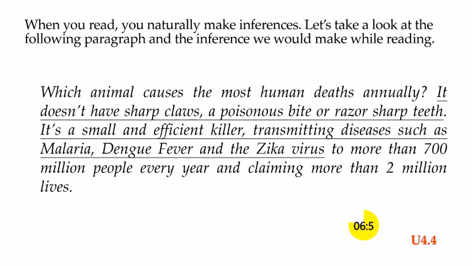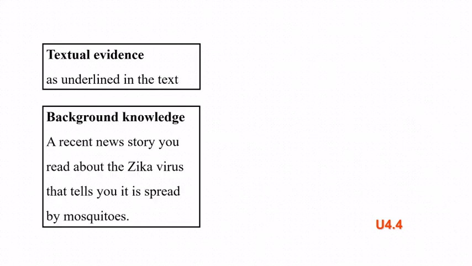Well, I guess most of you know the answer. Let's pay attention to the underlined sentences. These are actually what we call the textual evidence. They are the underlined part telling us some characteristics of these type of animal.